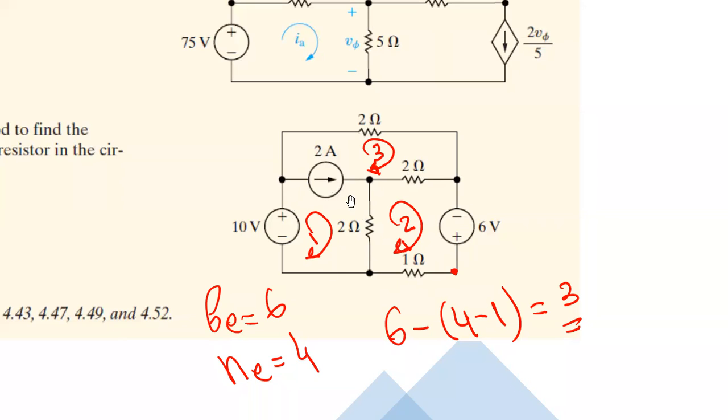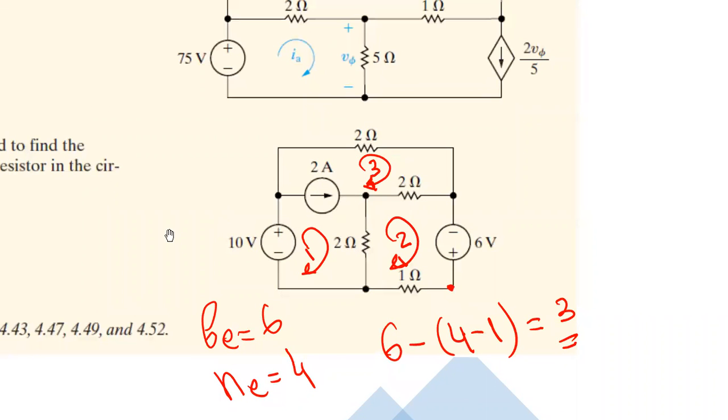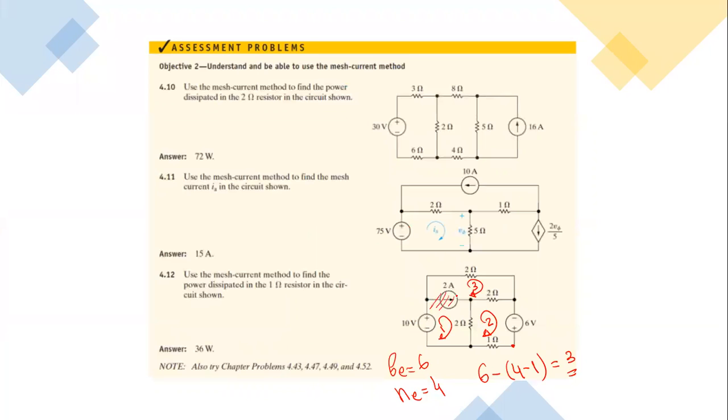But if I want to write KVL for the first mesh, I cannot, because I don't know the voltage between these two nodes. If I go to the third mesh, of course, I also cannot, because I don't know the voltage between these two nodes. We have a current source, an independent current source whose value is 2 amperes no matter what the voltage across it is. So what I need to do is remove this current source, ignore it, and have this super mesh.